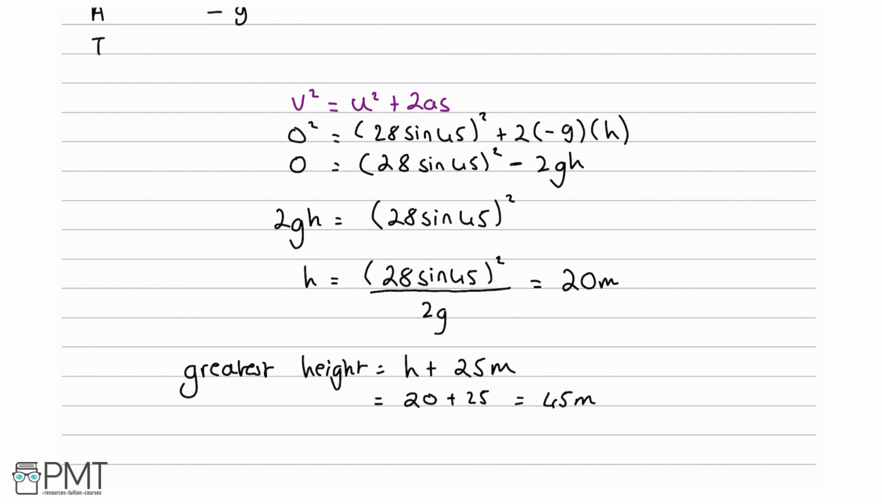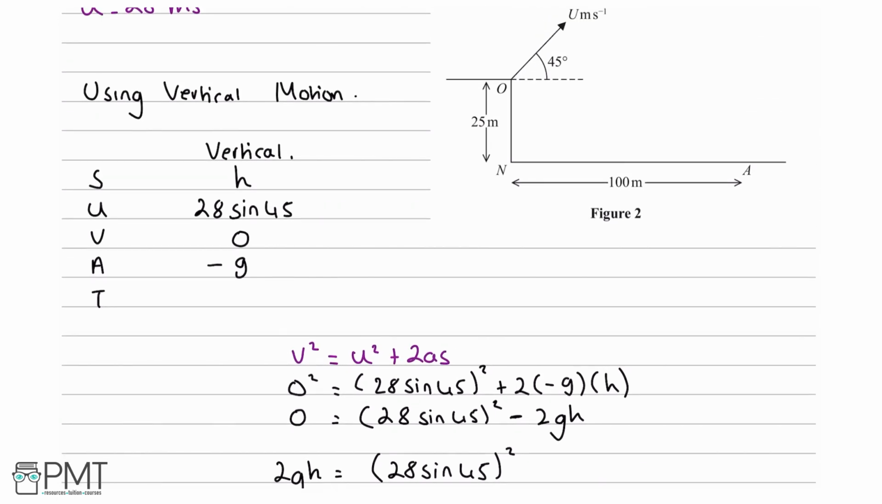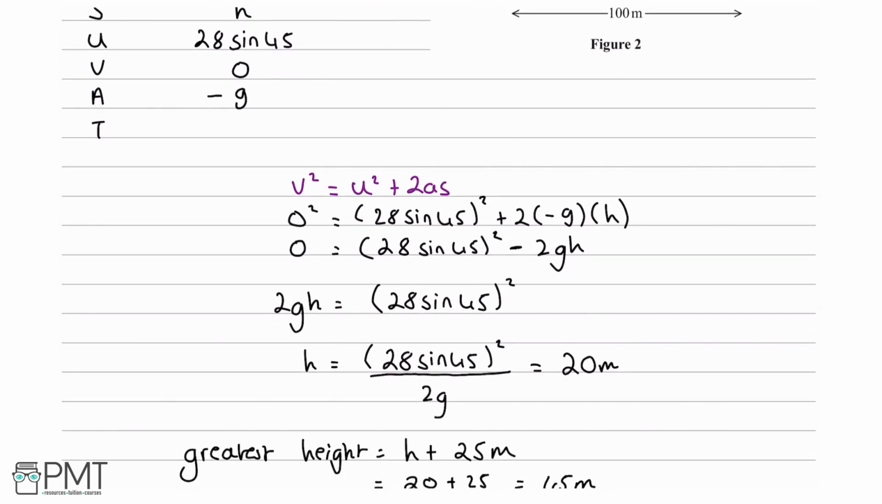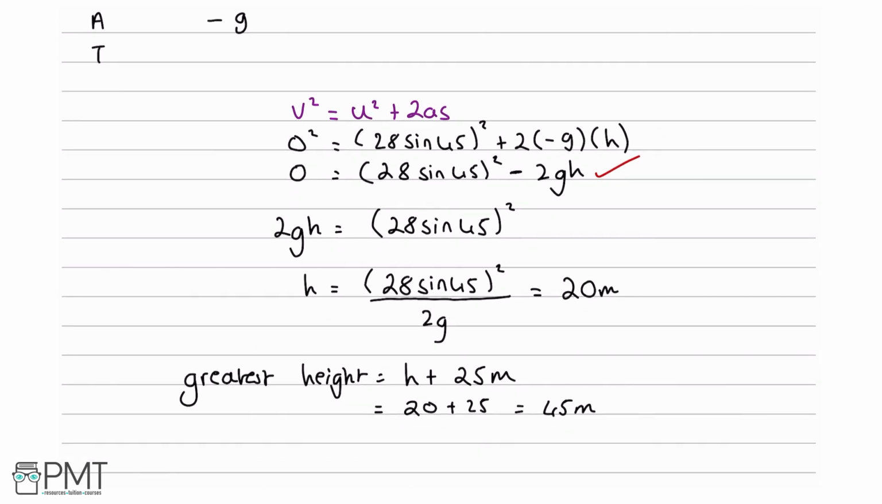So this part is worth 3 marks. Your first mark comes from stating that you'll be using vertical motion. Your second mark comes from correctly plugging in v, u, a, and s to get this line here. And then your third and final mark comes from getting a height above the point it is thrown from as 20, and using that with 25 to get 45 as the greatest height reached by the ball.